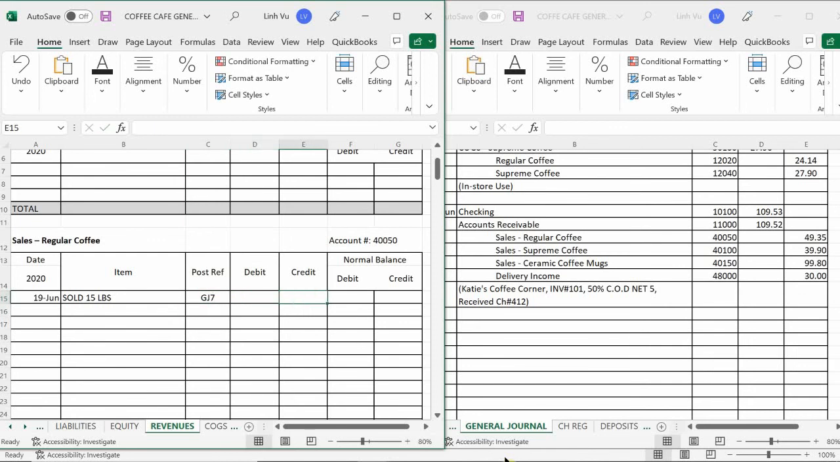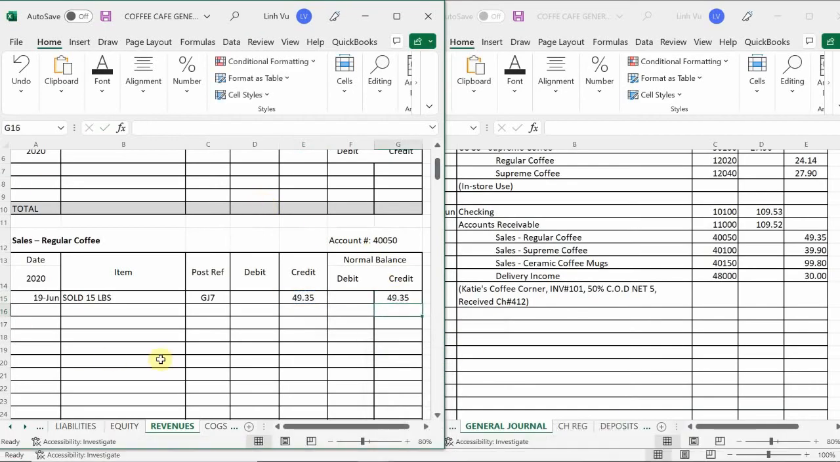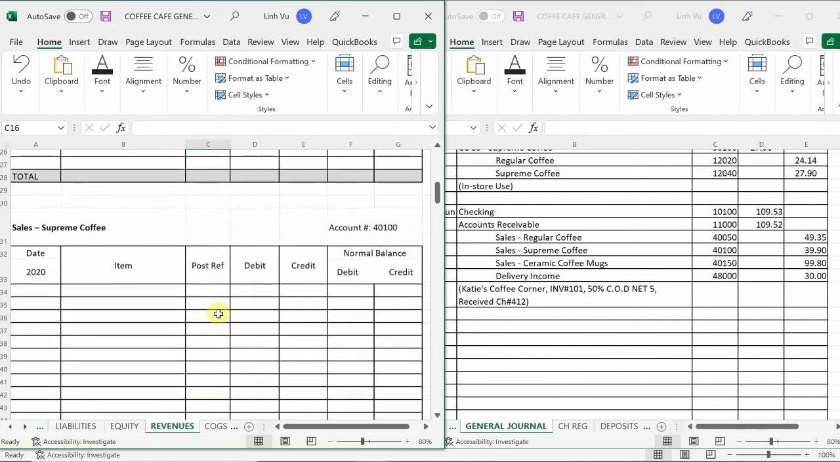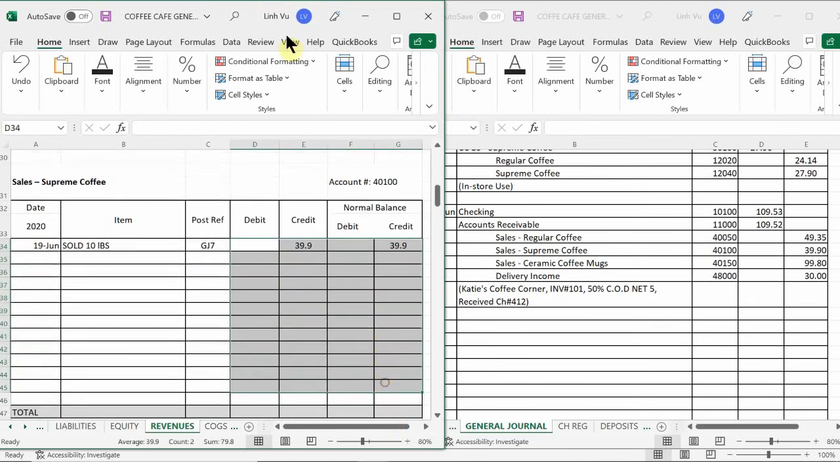For how much? $49.35. Okay, good. And the Supreme is 39.90, and we sold 10 pounds. Okay, 39.90.